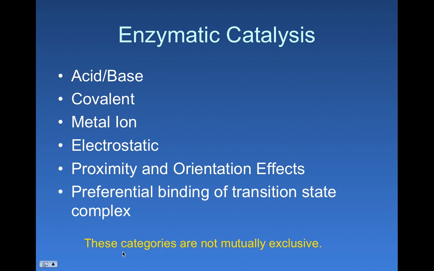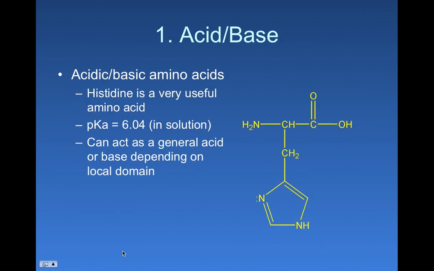And keep in mind that enzymes don't have to just choose one of these things. They can use all of these different types of mechanisms of catalysis in order to speed up a reaction. So the easiest one to think about really is acid-base catalysis. We use acids and bases all the time in organic chemistry as catalysts to promote a reaction, making it go faster. And we already know that a lot of amino acids have acid or basic functional groups.